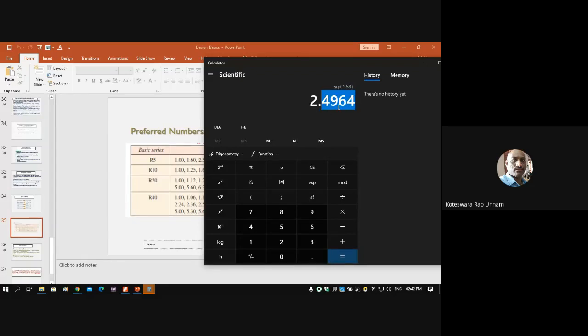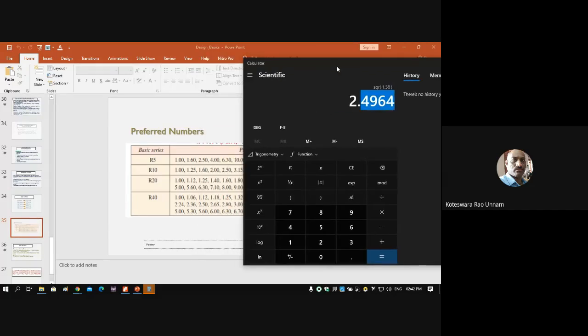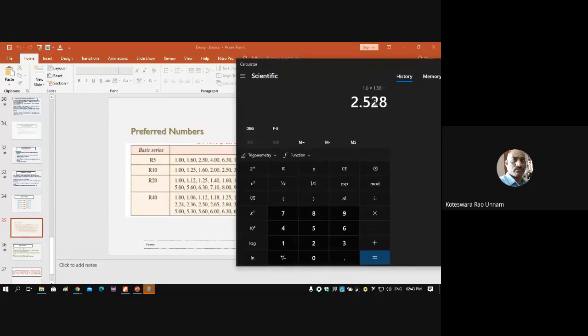2.4964. So that means I can round it up to 2.5. But instead of taking 1.58 square, suppose I take 1.6 multiplied by 1.58, then how much am I getting? 2.52. It is higher than this 2.5. So I cannot construct the second number, third number like this. So always you have to use the series factor only. Therefore you got it as 2.5 here.